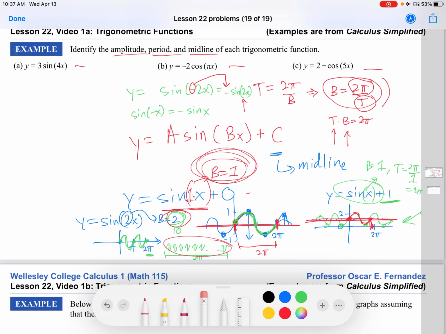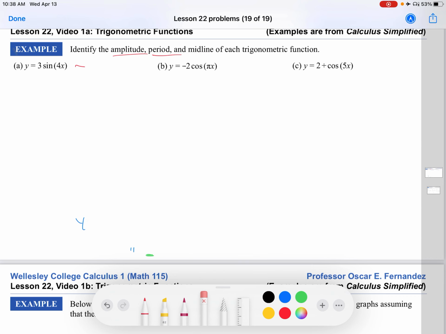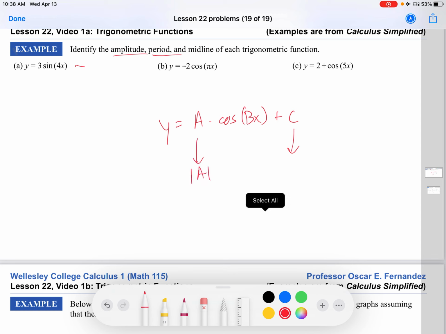Great, so we have now talked about every single parameter that could possibly matter for this sine graph. It's the same exact interpretation for the cosine graphs. So if it's a times cosine bx plus c, similar thing. This is the midline, the y value that cuts the graph in half vertically. The absolute value of a is the amplitude. You add that to the midline to get to the highest y value. You subtract that from the midline to get to the lowest y value.